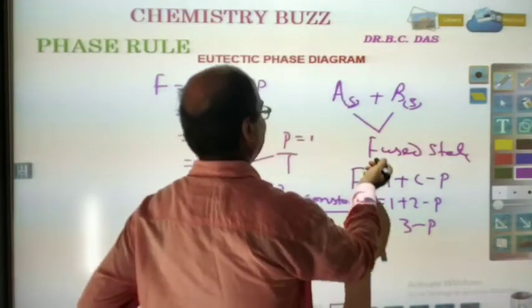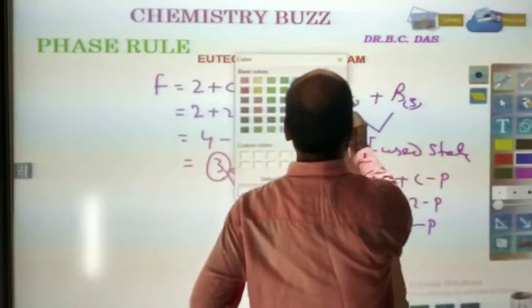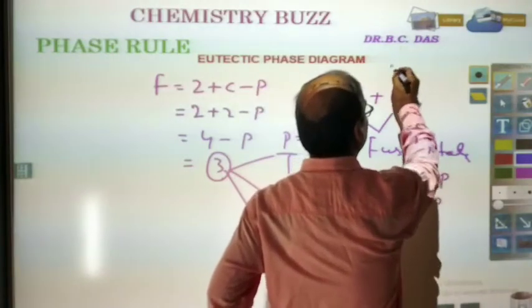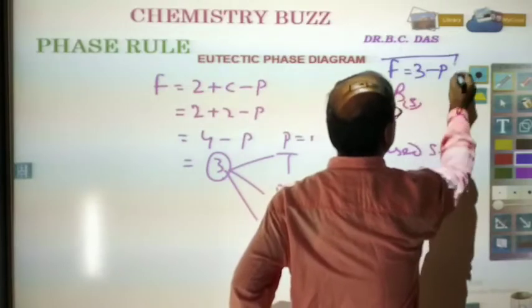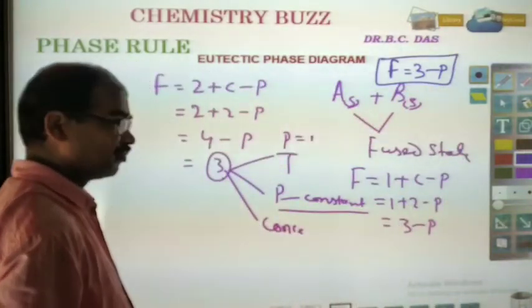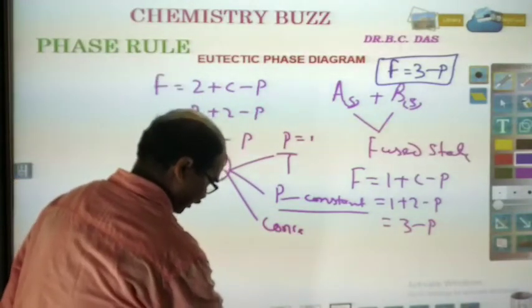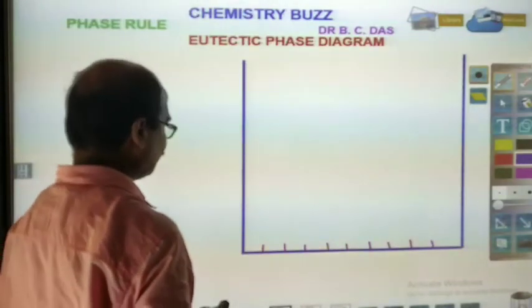So we will use F equals 3 minus P. This rule we will use in this system. Now, let us consider the phase diagram of the eutectic system.